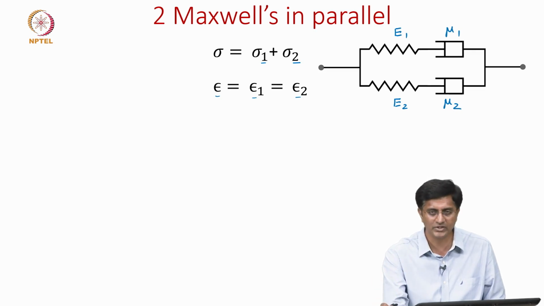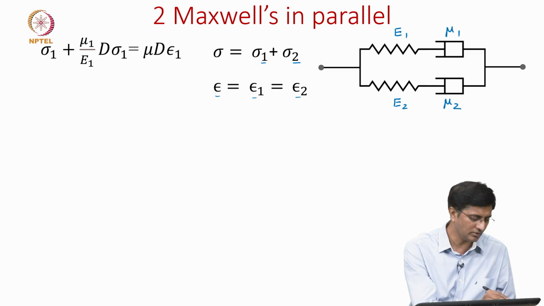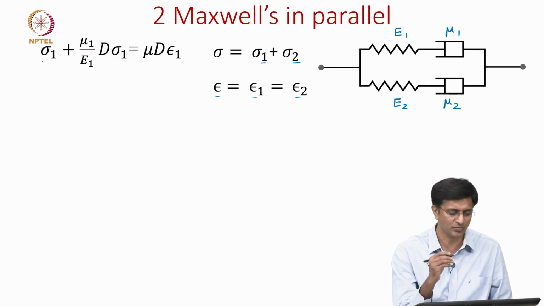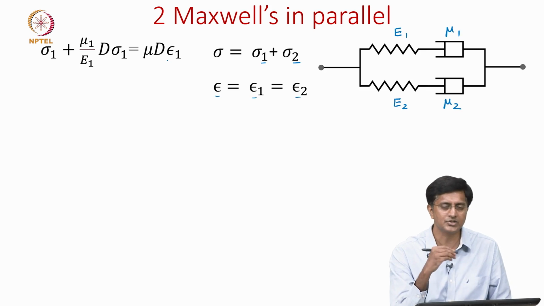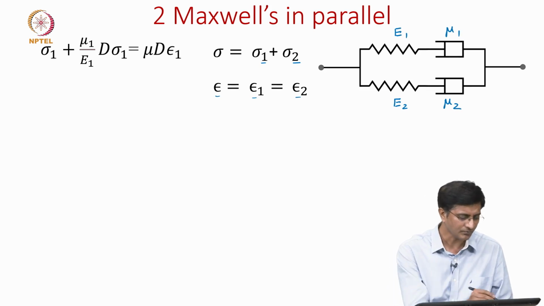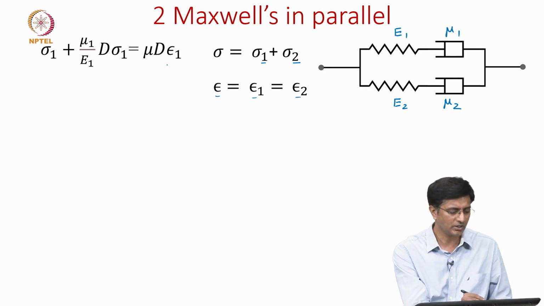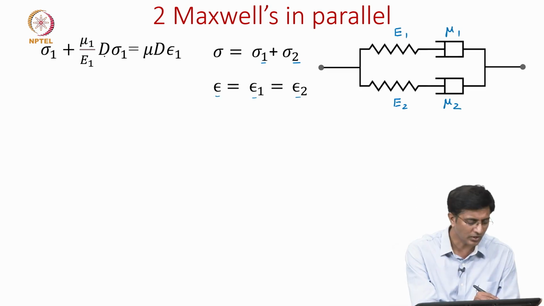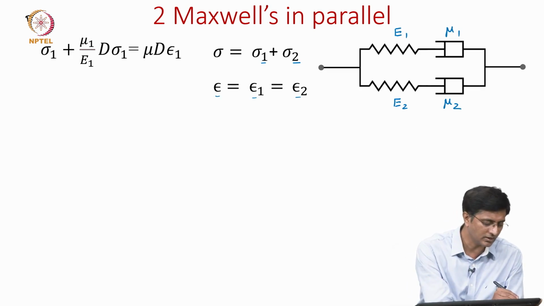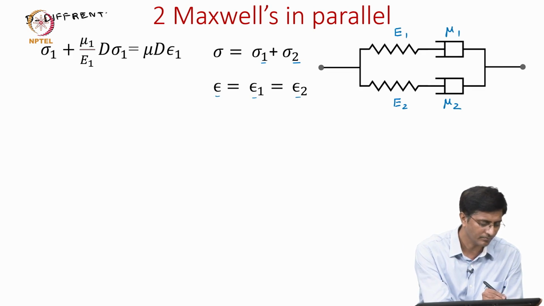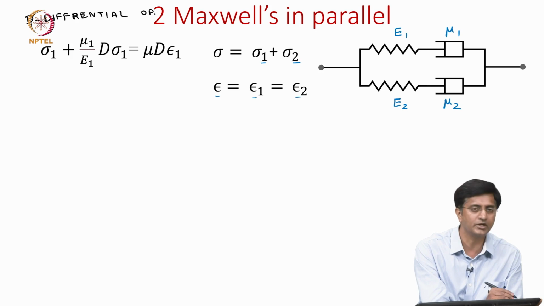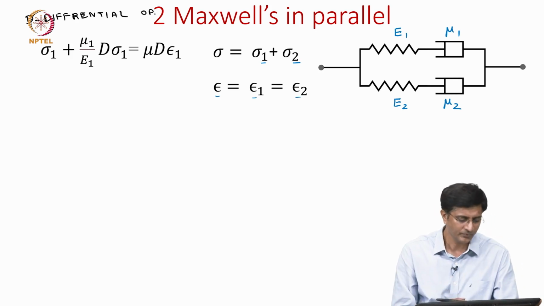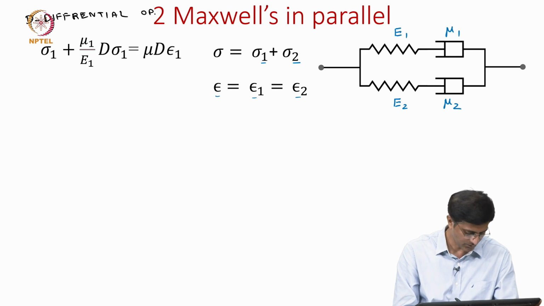Now, let us look at the constitutive equations of each of these Maxwell models. First we will look at the first Maxwell model, where sigma 1 is the stress in the first Maxwell and epsilon 1 is the strain in the first Maxwell. Here we have represented the stress strain relations that we have already derived in previous videos. Earlier we mentioned that D is the differential operator, and we also said that it follows the rules of algebra. That is the reason why I am emphasizing it.